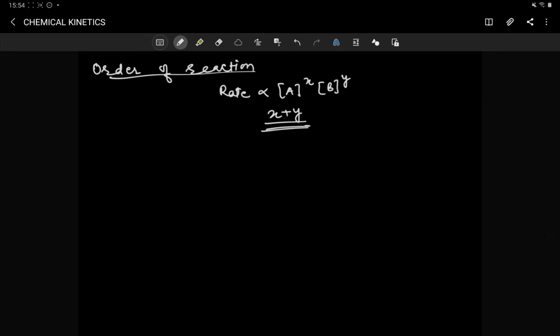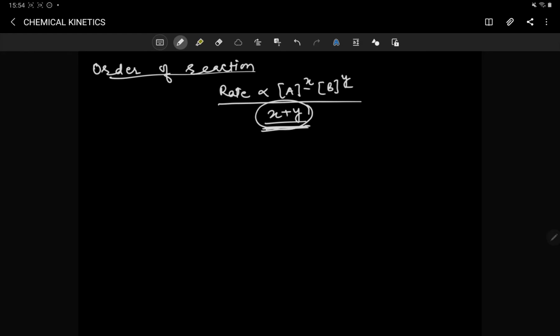So in the last video we discussed order of reaction. It is the sum of exponents of the concentration of the reactants expressed in the rate law. For example, if the rate law is expressed as rate is directly proportional to concentration of A raised to power x and B raised to power y, then the order of reaction will be x plus y.